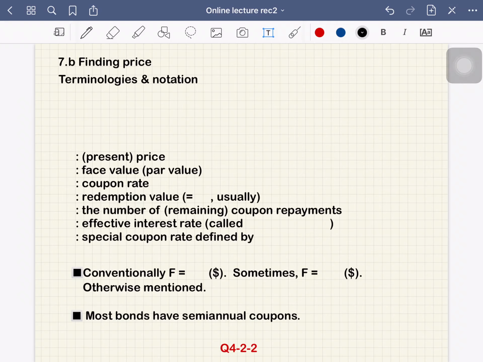Hi everyone. So we go to 7.b, finding price. First, we discuss terminologies and notation. Consider the cash flow of a bond.